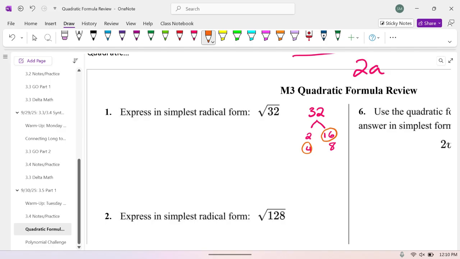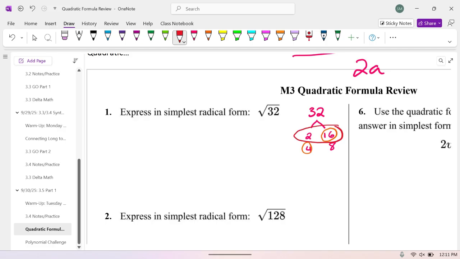Okay, so what I tell my students is when you get here, you want to pick the set of factors with the highest perfect square. You can really pick any of them as long as they have a perfect square, but the higher you pick, the fewer steps you have. So, which one's my highest perfect square? 16. So I'm going to pick this set.